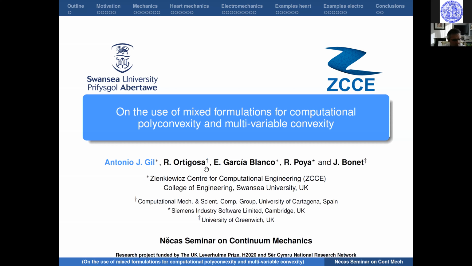So one of them is Rogelio Ortigosa, who is a former PhD and postdoc, but now he's a fellow at the University of Cartagena in Spain. Emilio García Blanco, who is a former PhD student of mine, who is now working for a profitable company in Spain. Roman Poya, also a former PhD student of mine, who is now working at Siemens Industry Software for the development of mesh generation software for computational mechanics, set in Cambridge.